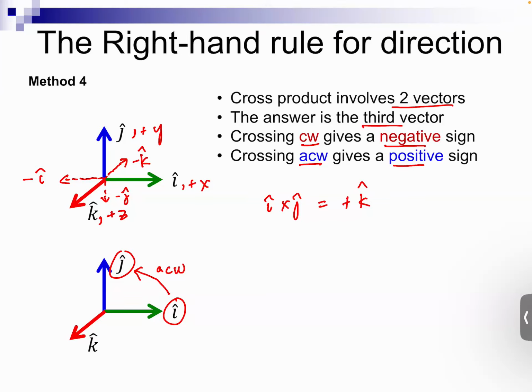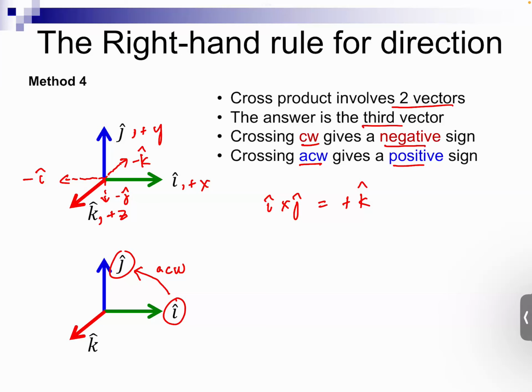And you can verify that with your right hand rule. k hat, that will be the direction that's pointing out of the page, right? Out of the board or out of the page, out of the plane. Minus k hat, that will be pointing into the page, right?